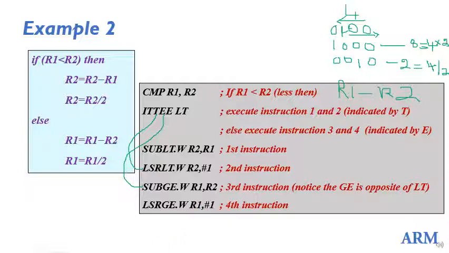Now again, since it is in the else block, it is the opposite of the condition given here. So it is GE, and since it is the else block, this Z should be replaced by E. Okay, so .W, because here the 32-bit instruction is demonstrated.